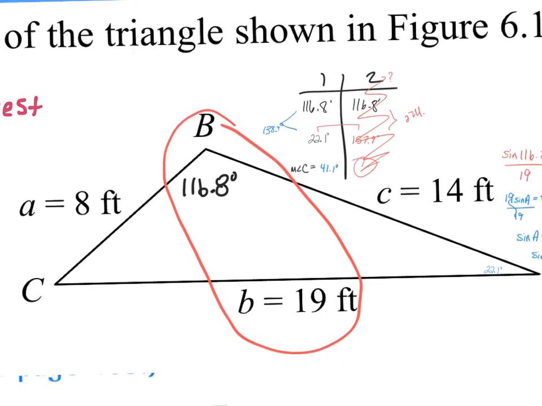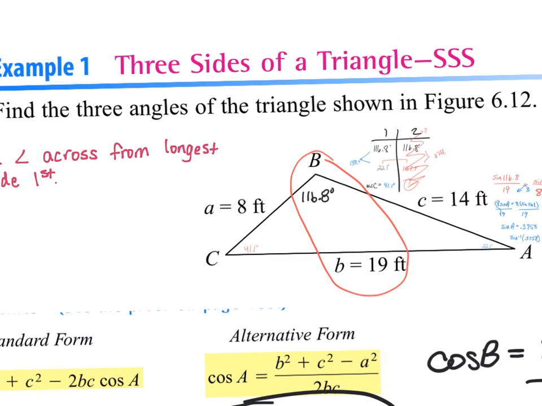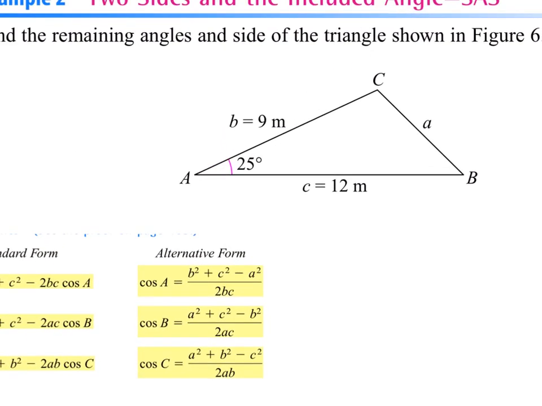So you guys just solved, using law of sines and law of cosines, this triangle. Agreed? You okay? Okay. So if we go to the next example, this is a little different. Why is this one a little different? They gave me an angle.